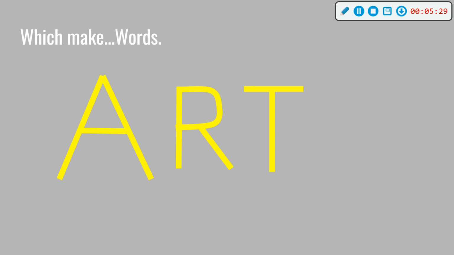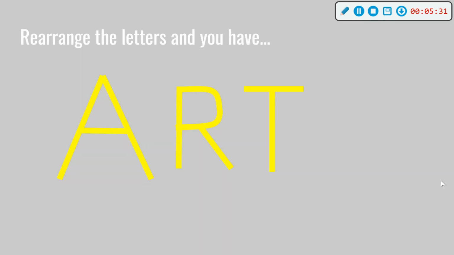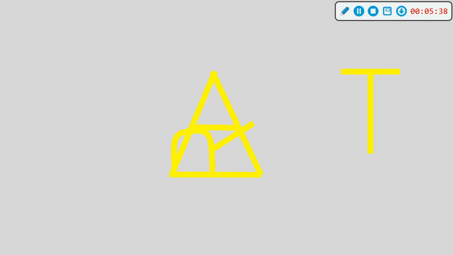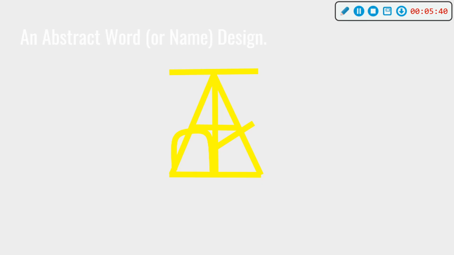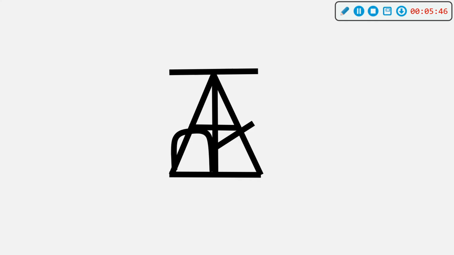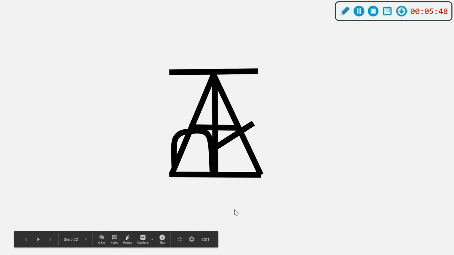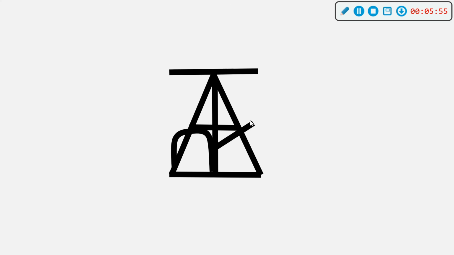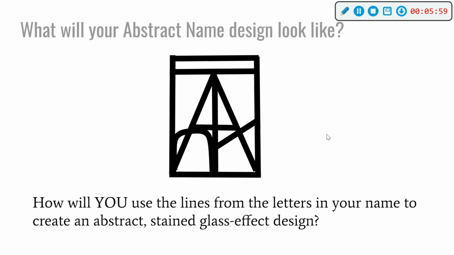With the words, you can rearrange those letters, and what you would have is an abstract word or a name design just from those letters. So here you can kind of see it a little more clearly. You can see the A is in the center for art, the R is reclining there, and then you have a T. And then I just put a frame around it.